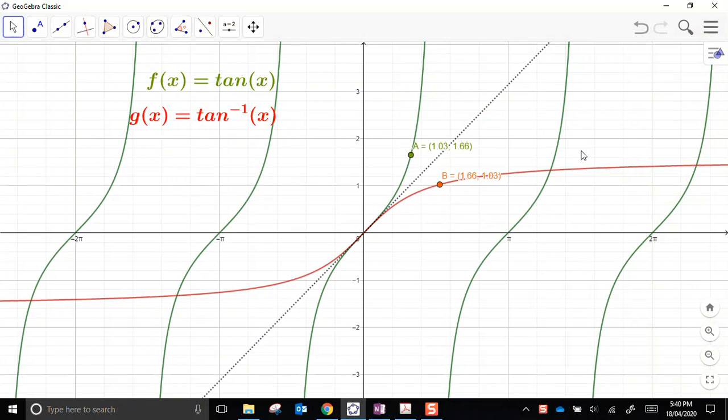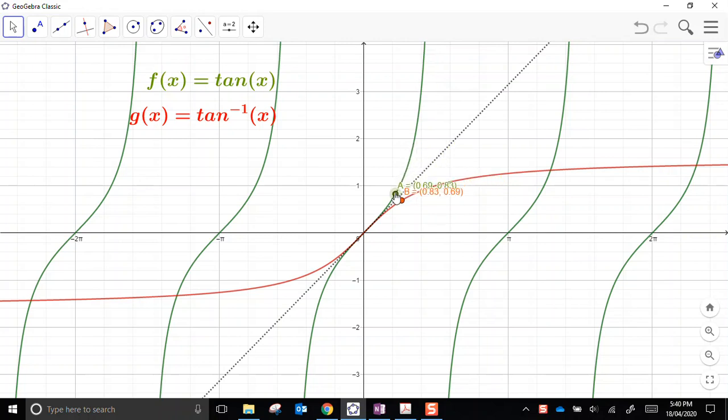The green lines here are the tan of x, the tan function. Remember tan is a cycle that repeats every pi, so at negative pi over 2 tan tends to negative infinity, and at pi over 2 tan tends to positive infinity. So as you can see, where point A is here, that's nice.